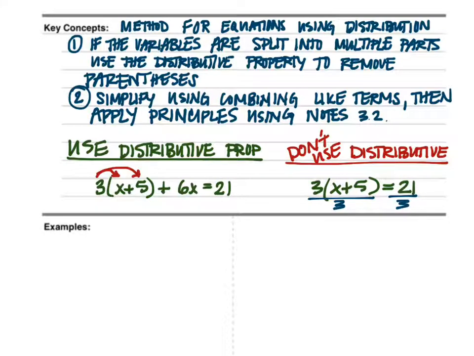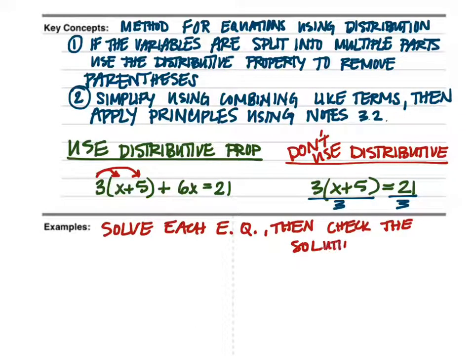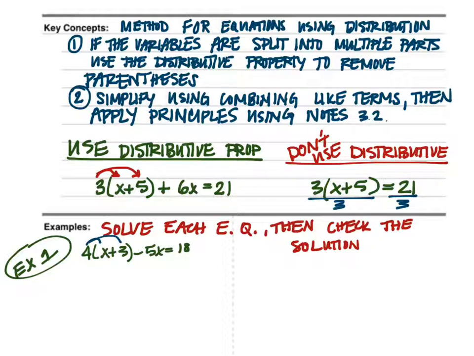So let's take a look at our first example, where we're going to solve each equation, and then we're going to check each solution in the original equation. Now remember, when we do our check, we always want to rewrite the original equation, substitute, and solve using order of operations. So our first equation says 4 times the quantity of x plus 3 minus 5x equal to 18.